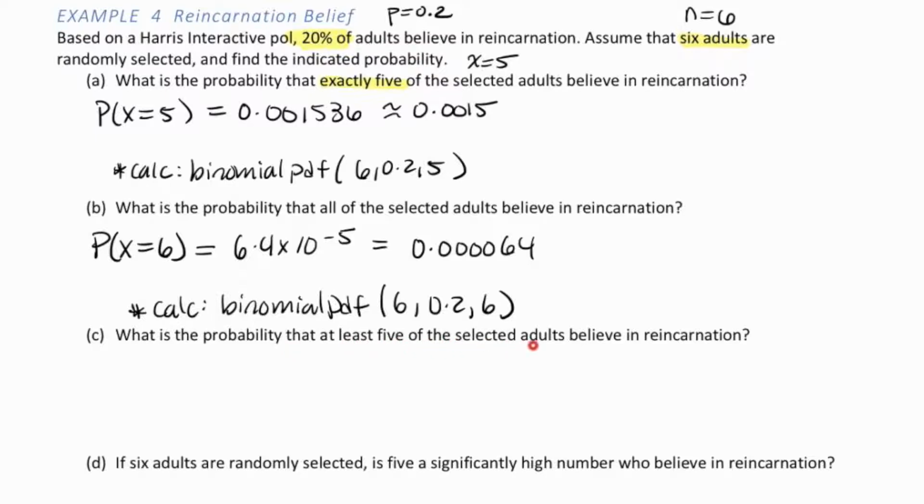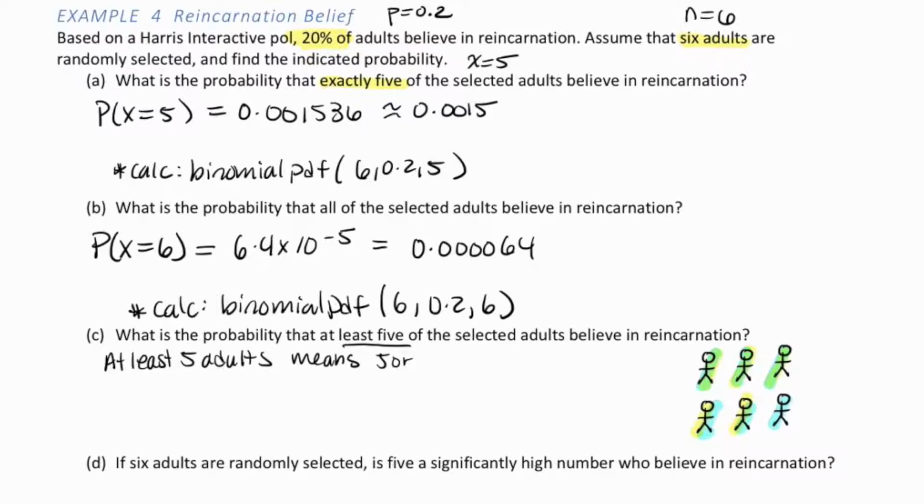What is the probability that at least 5 of the adults believe in reincarnation? So I'm going to start with a little picture. That's 1 adult, 2 adults, 3 adults, and there are my 6 adults. So at least 5, that could be 1, 2, 3, 4, 5, or that could be 1, 2, 3, 4, 5, 6. So at least 5 means 5 or 6 adults.